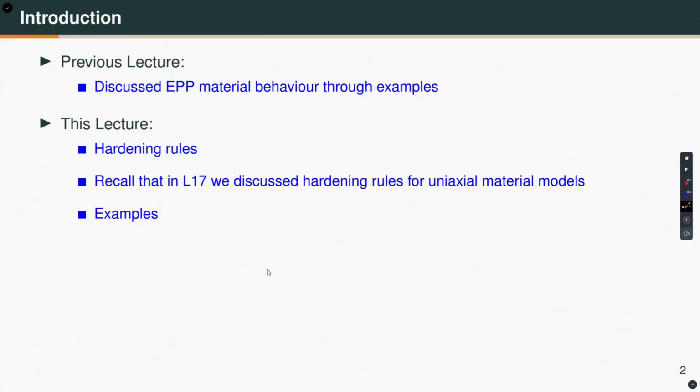But if you recall, in lecture number 17 we discussed that material strain hardens, right, and there are three different types of hardening rules that we discussed: isotropic hardening, kinematic hardening and independent hardening. But that discussion was for uniaxial loading only, for uniaxial material models.